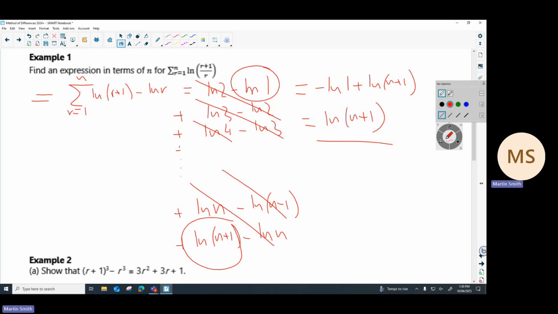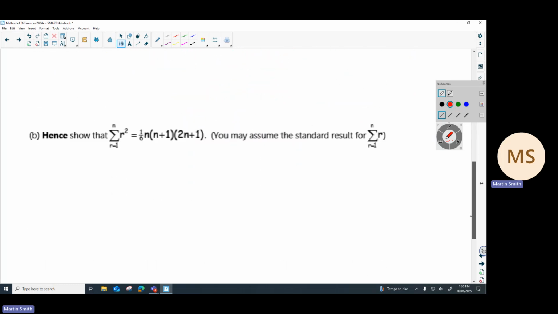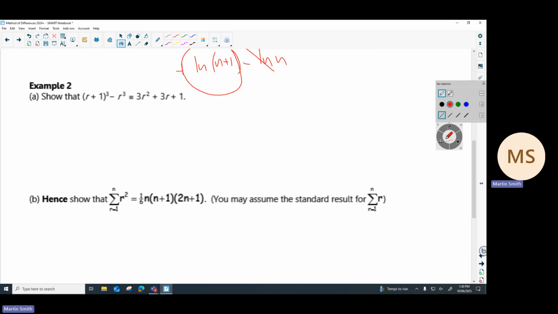Second example I'm going to go through is the following. We can use the method of differences to prove some of the standard results of summation which we met earlier in the course.